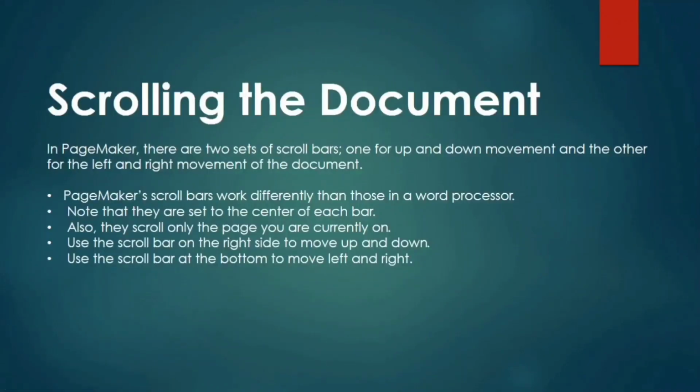Scrolling the document. In PageMaker, there are two sets of scroll bars, one for up and down movement and the other for the left and right movement of the document. PageMaker scroll bars work differently than those in a word processor. Note that they are set at the center of each bar. Also, they scroll only the page you are currently on. Use the scroll bar on the right side to move up and down. Use the scroll bar at the bottom to move right and left.